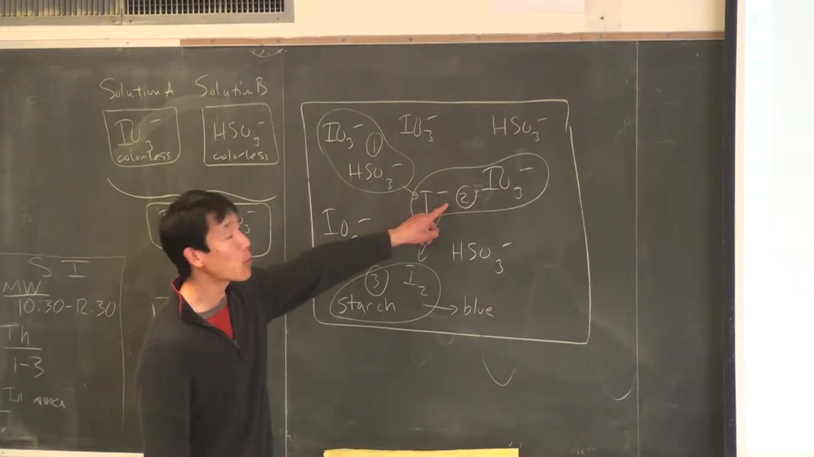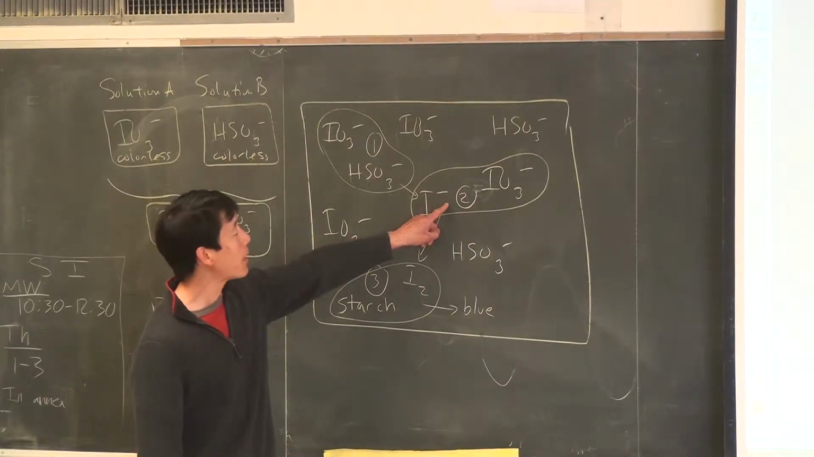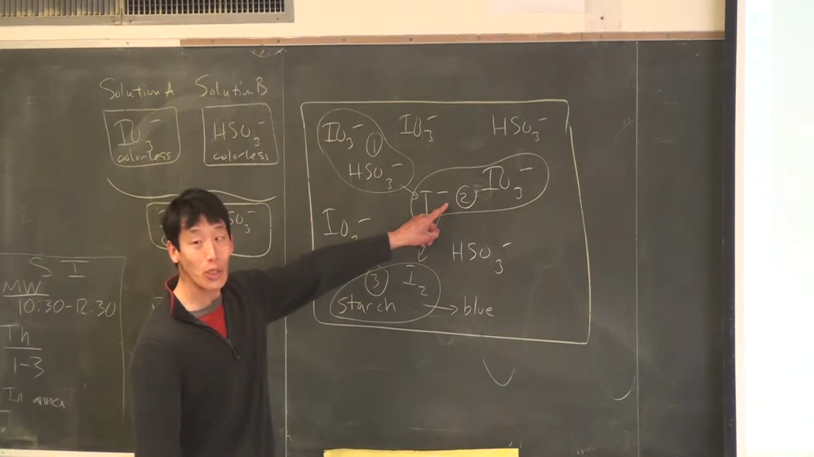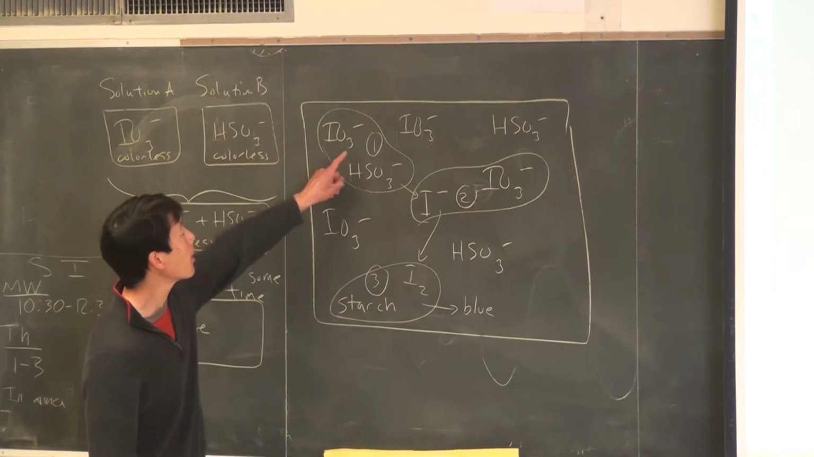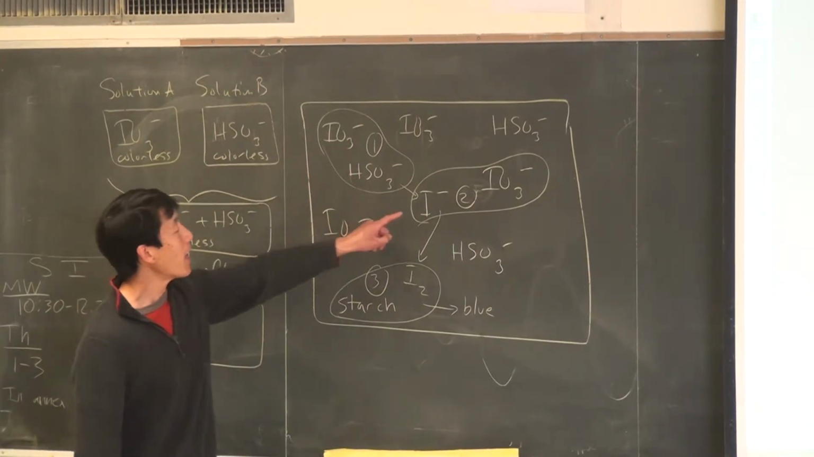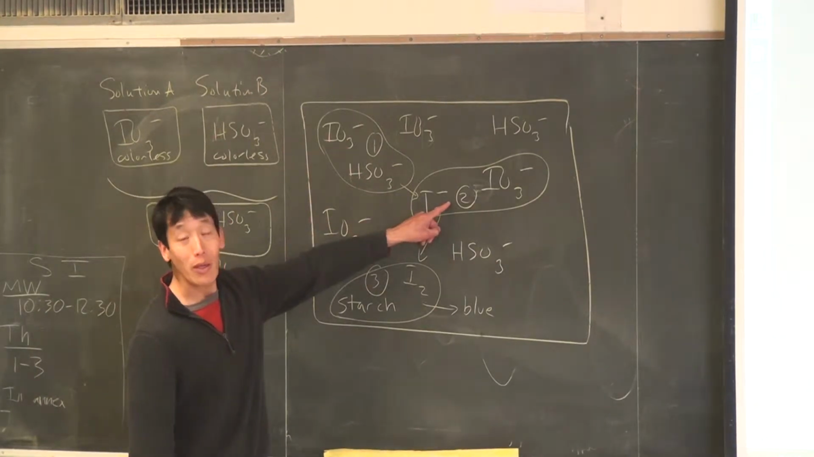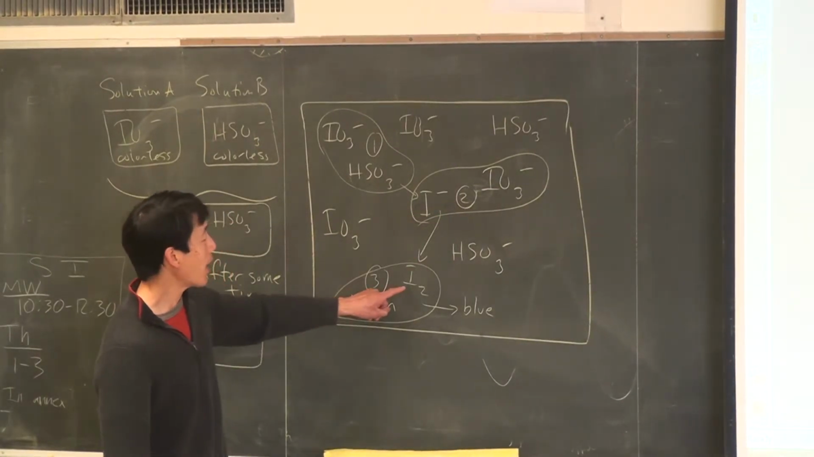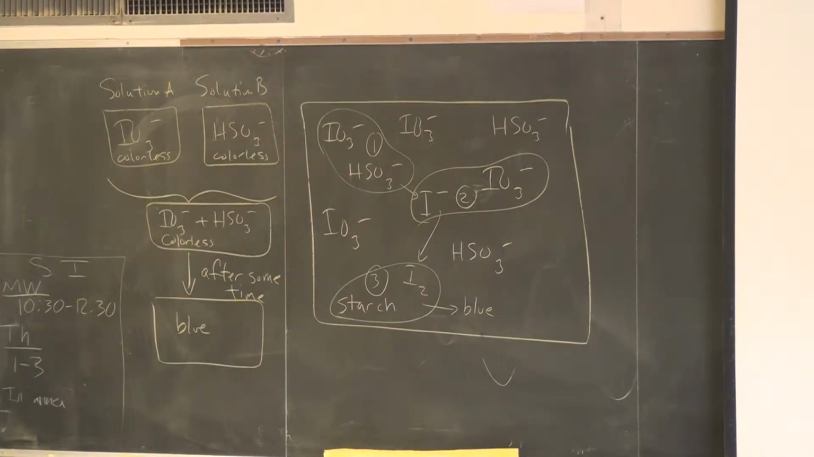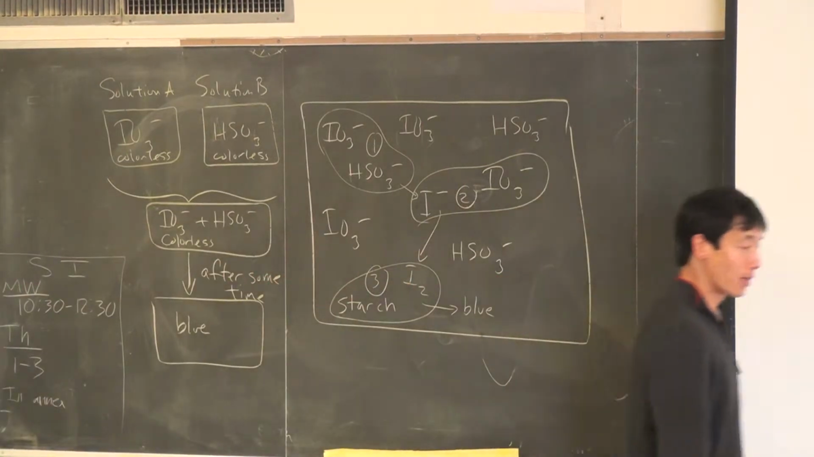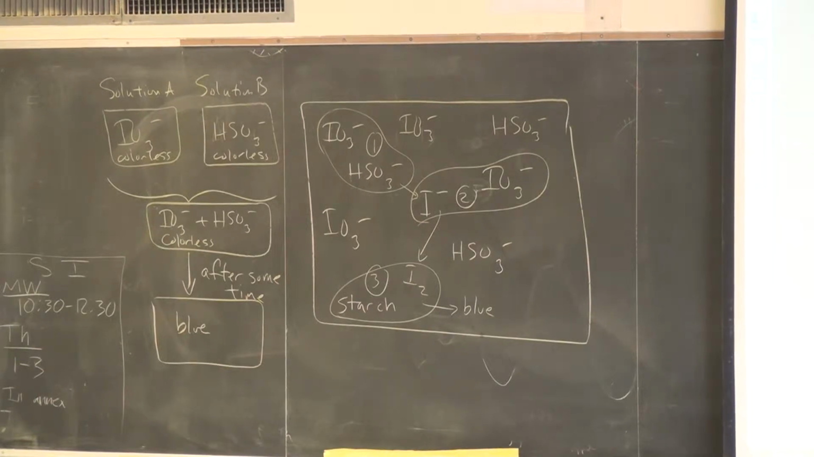Let's say that reaction 2 is faster than reaction 1. That means that as soon as I minus is produced, it will react with IO3 minus because this reaction is faster than that one. So as soon as reaction 2 occurs, what will be produced? Yeah, I2. And as soon as the I2 is produced, what color does the solution turn? So which reaction is faster, reaction 1 or reaction 2? 1.